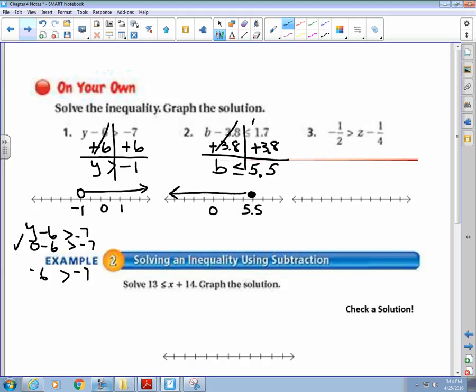Now, if I want to check and see if that works, I can take any number to the left of 5.5 and plug it in. So I'm going to take 0 again. That seems to be an easy one. b minus 3.8 is less than or equal to 1.7. If I plug in 0 for b, I get 0 minus 3.8 is less than or equal to 1.7. 0 minus 3.8 is negative 3.8, which is less than or equal to 1.7. Should be an equals there. And any negative number is automatically less than a positive number, so that must be true.